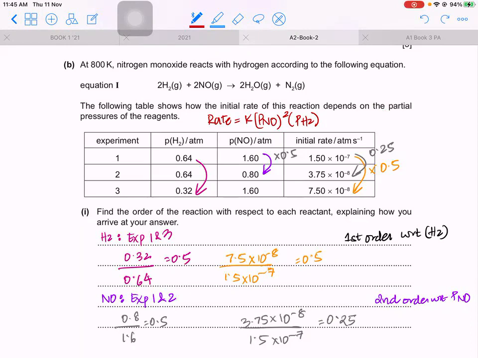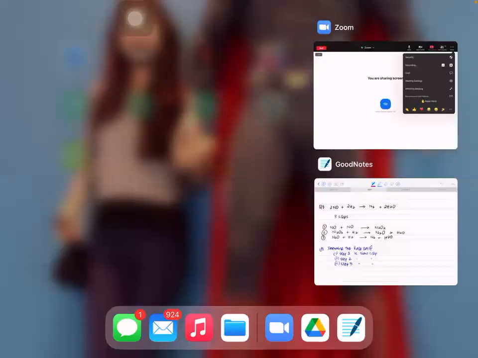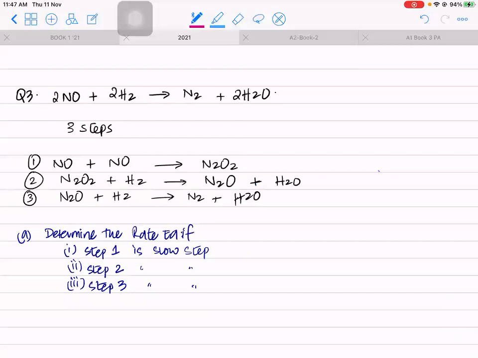Now, let's try another question. All right. So let's go over this now. So if they say the first step is a slow step. Now I told you that the rate equation can never be determined by the overall reaction. It is always determined by the slow step.